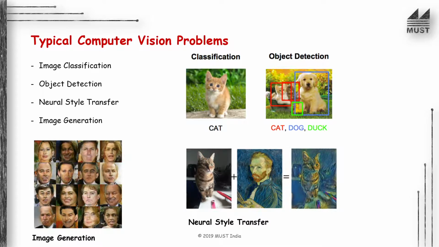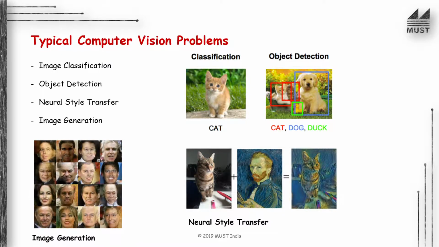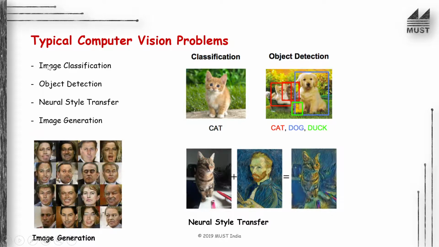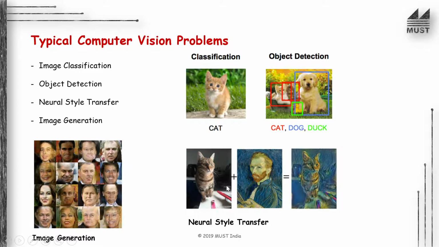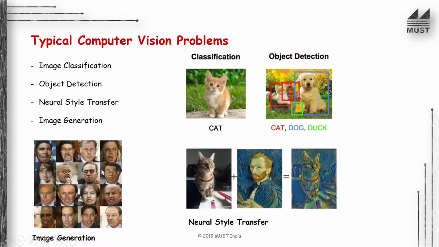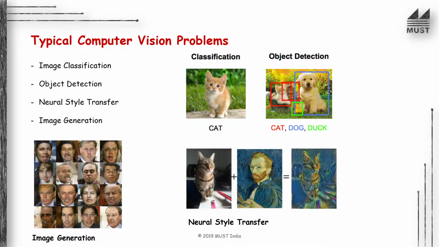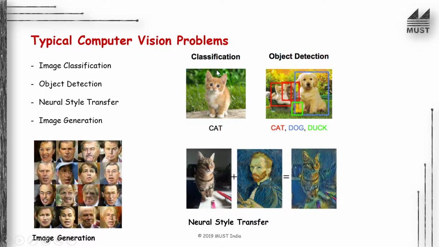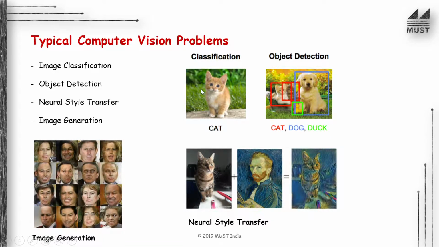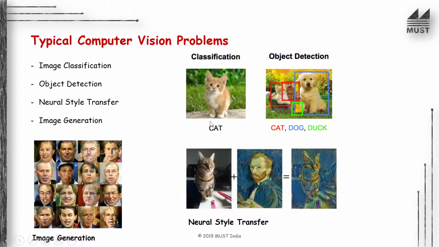Now, according to me, typical computer vision problems or solution domains can be categorized broadly into four categories. It can be related to image classification, object detection, neural style transfer, and lastly, image generation. Classification is all about classifying whether a particular picture has the particular object which you want to find in that image or not. For example, from a particular image, you are supposed to say whether this image belongs to the category of cat or not.